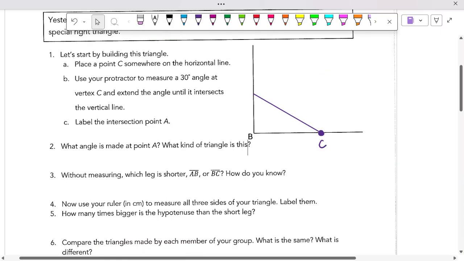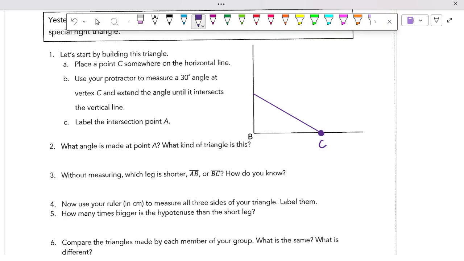Now, angle C is 30 degrees because that's the one we measured. What's angle B? 90 degrees because it's a vertical and a horizontal intersecting, so automatically that should be perpendicular. What about A? 60 degrees.